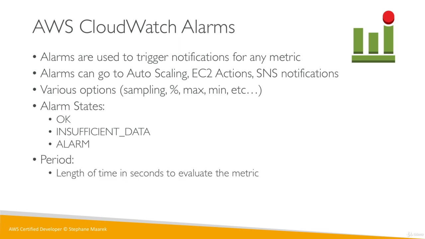In terms of period, you have to specify a length of time in seconds to evaluate the metric. And if you use a high resolution custom metric, you can choose 10 seconds or 30 seconds as the period for the evaluation of your alarm. So that's really it for alarms. Let's just go quickly into CloudWatch to see how they work.